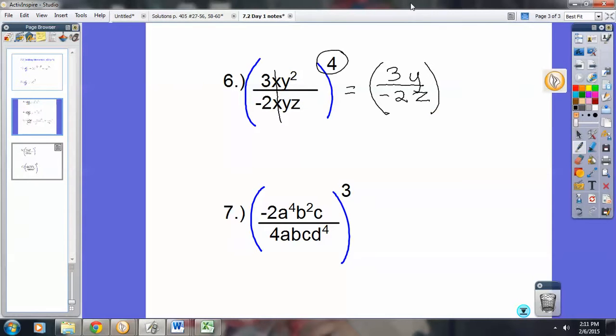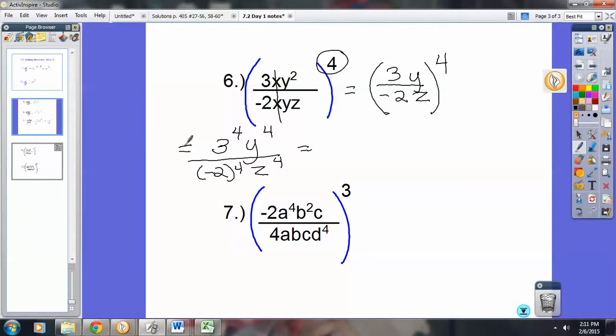This is all raised to the 4th power. So now we'll take everything to the 4th power. This is what we did before. We had a power to a power. We have 3 to the 4th, y to the 4th, negative 2 to the 4th, and z to the 4th.